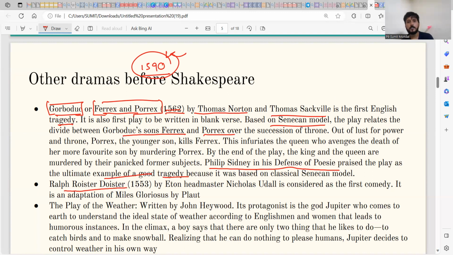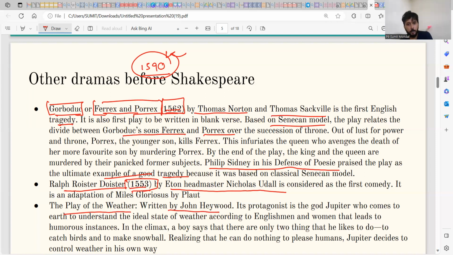Ralph Roister Doister by Eton headmaster Nicholas Udall is basically the first comedy. It can be asked, it is very important, remember the period. If you have to remember whether the first comedy or the first tragedy came first in medieval English drama, comedy came first. The first comedy year is 1553, and the first tragedy 1562. So Ralph Roister Doister was the first comedy, coming before the play of the Weather written by John Heywood.